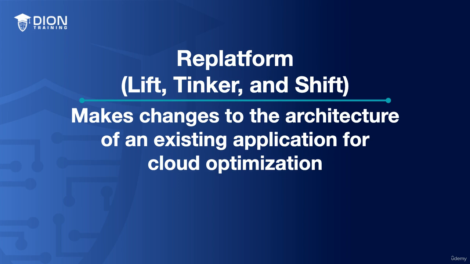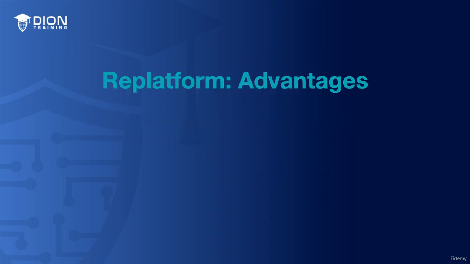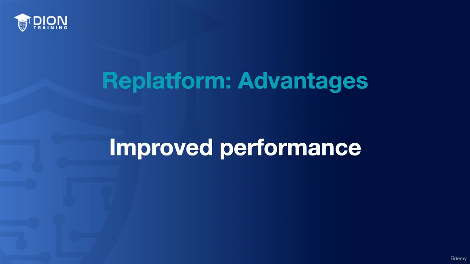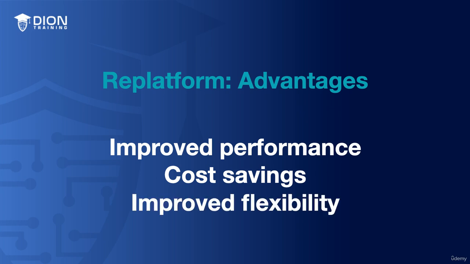Second, we have replatform. Replatforming is also known as lift, tinker, and shift, or re-architecture migration, involving making changes to the architecture of an existing application to optimize it for the cloud. This type of migration involves significant modifications to the application's code, but it can result in significant performance improvements and cost savings. There are several advantages to replatform migration, including improved performance, cost savings, and improved flexibility.